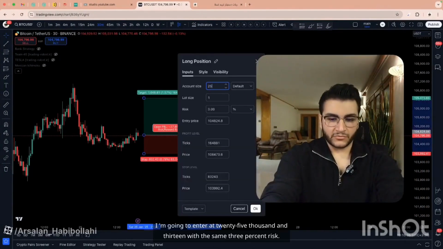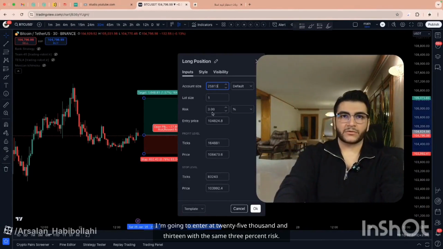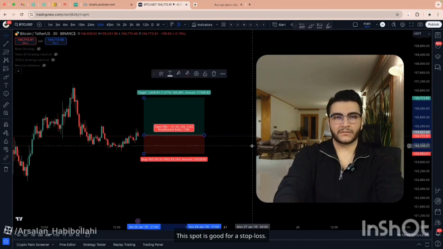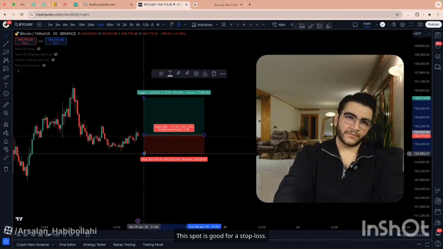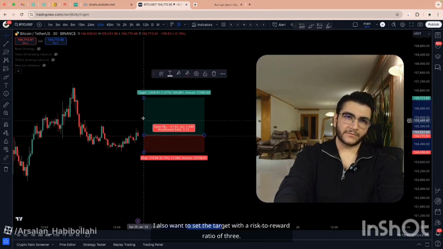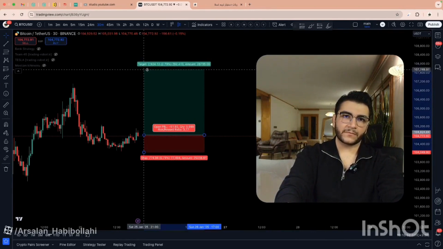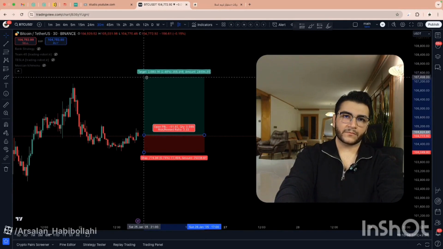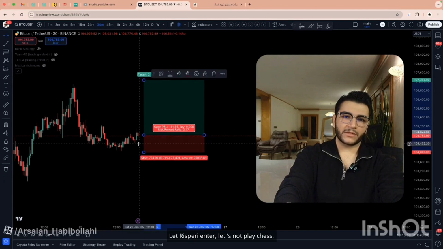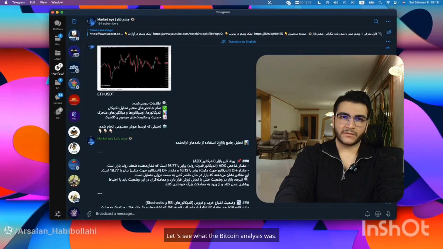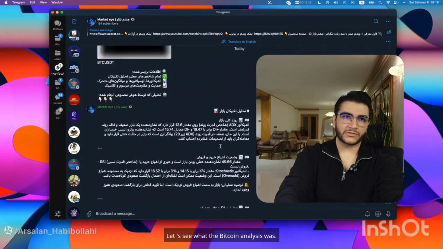I'm going to enter at 25,013 with the same 3% risk. This spot is good for a stop loss. I also want to set the target with a risk-to-reward ratio of 3. Let's not play chess. Let's see what the Bitcoin analysis was.